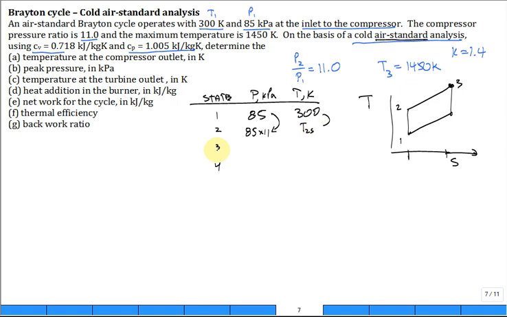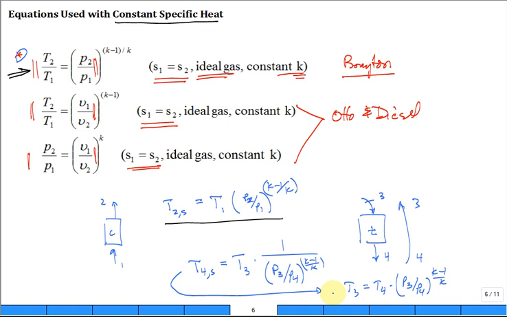Now, how about the pressure at state 3? It's the 85 times 11. So you get the same pressure. They're the same. How about T3? Well, that was specified, 1450. That was given as our maximum temperature in the cycle. And then the pressure at 4, you're back down to the pressure at 1. And you do isentropic expansion, T4S. And the equation for T4S, we just did it right here. True? So it depends on k and the pressure ratio.